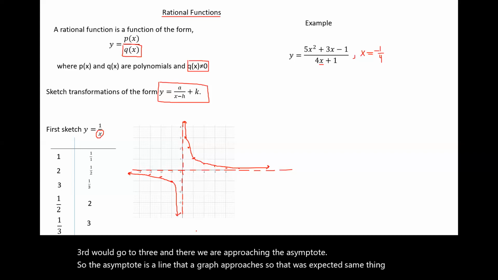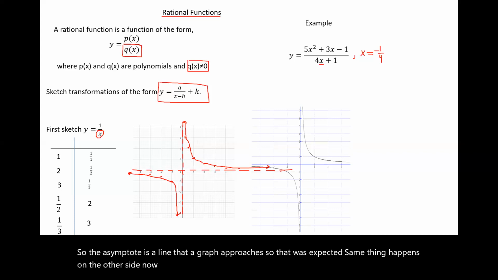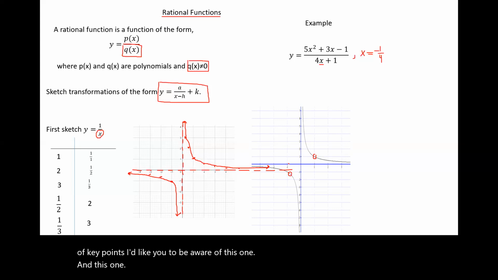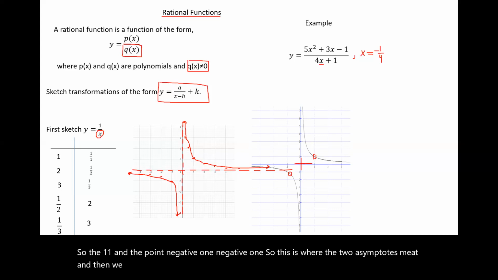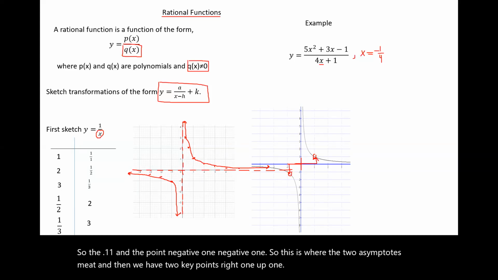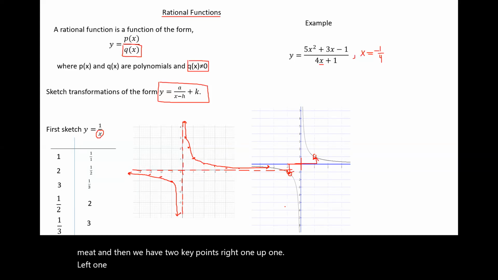Now a much nicer version of that graph is over here. There are a couple of key points I'd like you to be aware of. This one and this one. So the point 1, 1 and the point -1, -1. So this is where the two asymptotes meet, and then we have two key points. Right one, up one, left one, down one. That'll be important when we sketch our transformations.